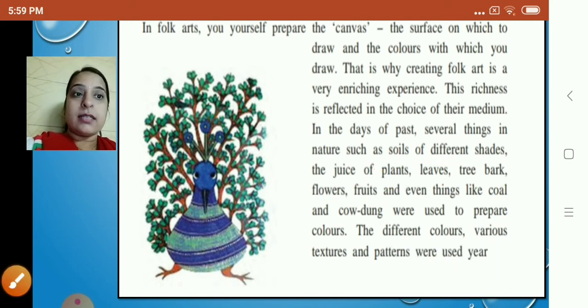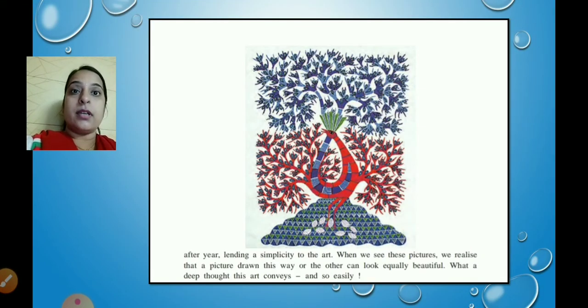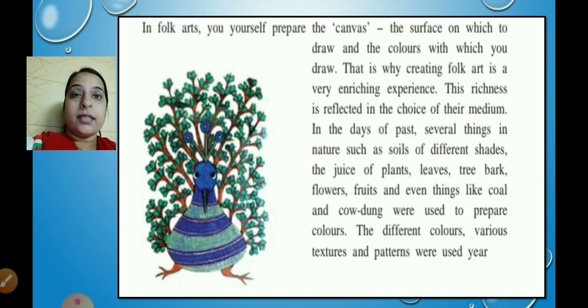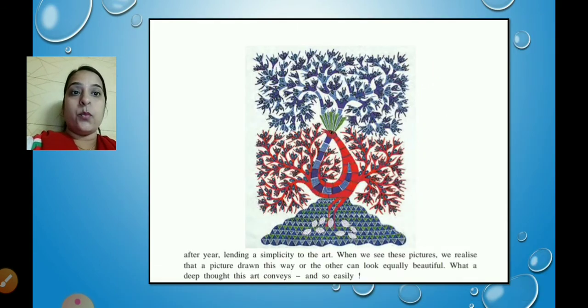So, different colors, various textures, and patterns were used year after year, lending a simplicity to the art. That gave simplicity to the art. When we see these pictures, we realize that a picture drawn this way or the other can look equally beautiful. What a deep thought this art conveys, and so easily.